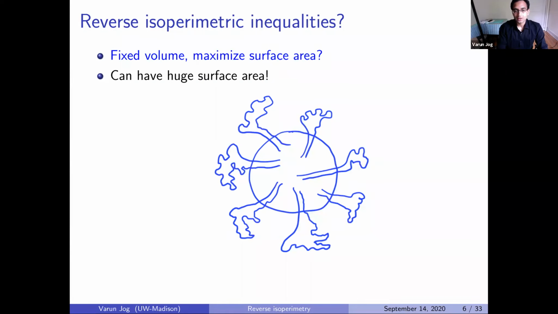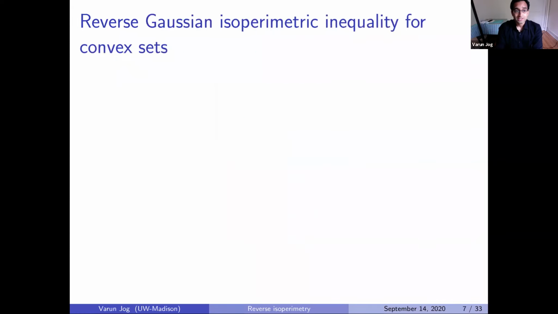And an even simpler example would be just a shell. A shell has zero volume, but it has as big a surface area as you want. So this question doesn't always make sense if you allow all possible sets to be used. So what if it disallows such sets? We have to be careful in saying what such sets are, and what kinds of sets you would want to look at to prove reverse isoperimetric inequalities.